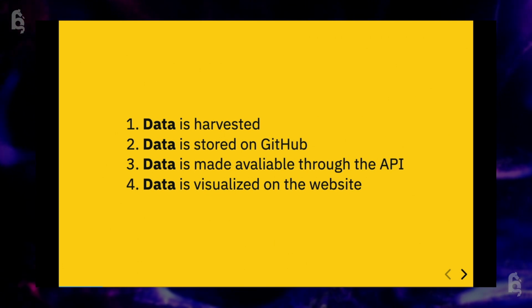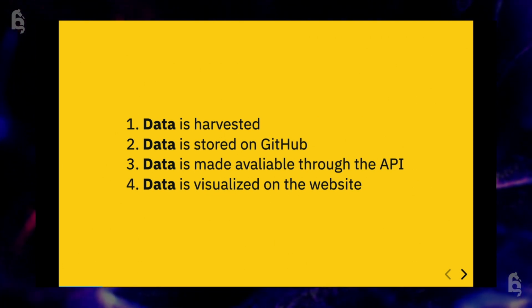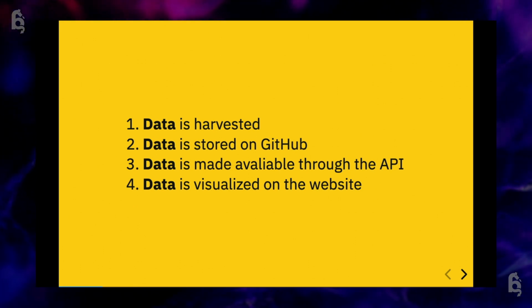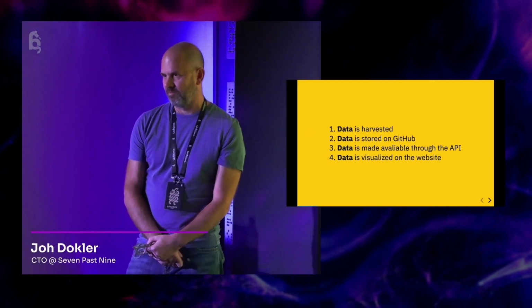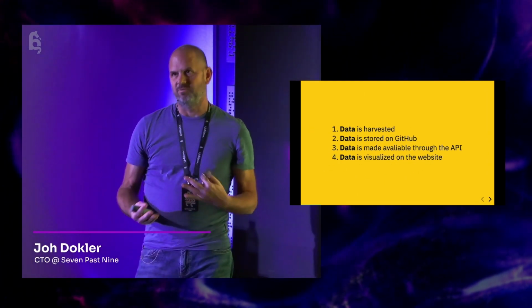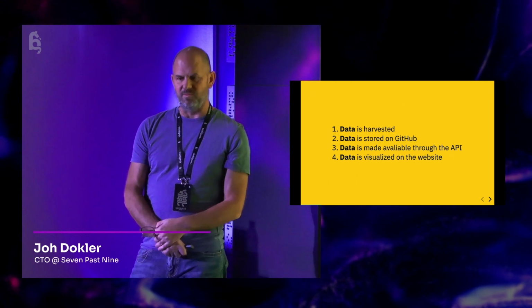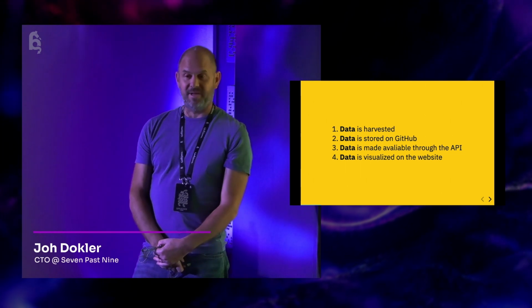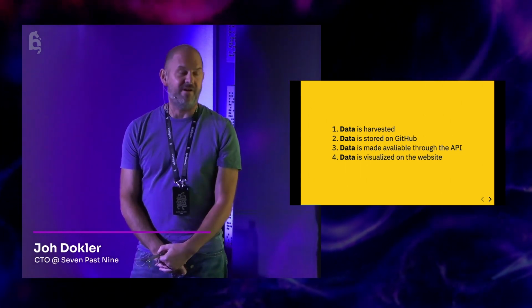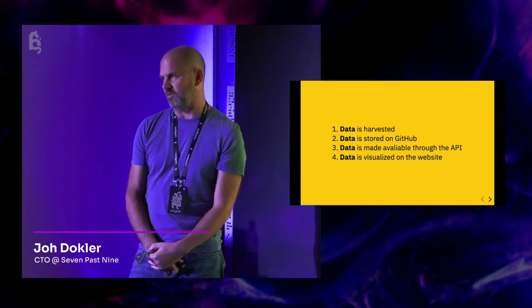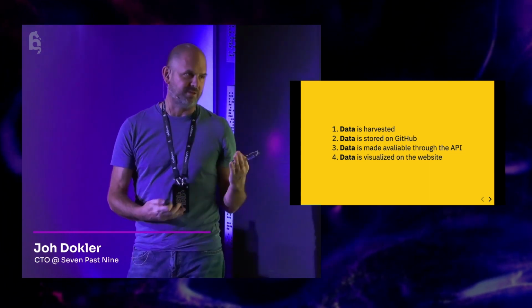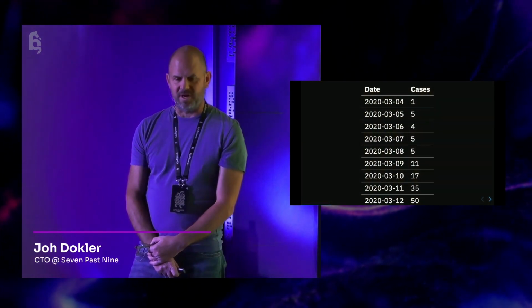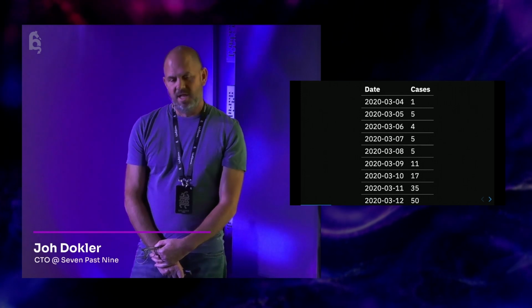So basically, the whole thing works like this. Data is harvested from different sources. Data is then stored on GitHub, which is one of the choices that we made, and I'll talk a little bit more about that when we get to that part. Data is then made available through an API, and finally it's visualized on the website. I'll show an example how this website looks like. If you haven't seen it yet, you'll get the picture how that goes.